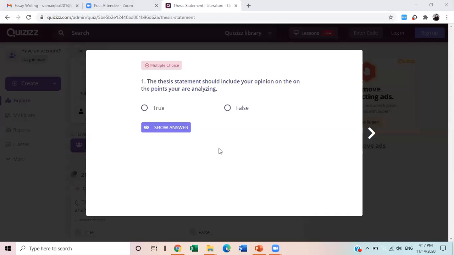The thesis statement should include your opinion on the points you are analyzing. Is this true or false? True, ma'am, true. Is it true? Okay, let's show the answer.